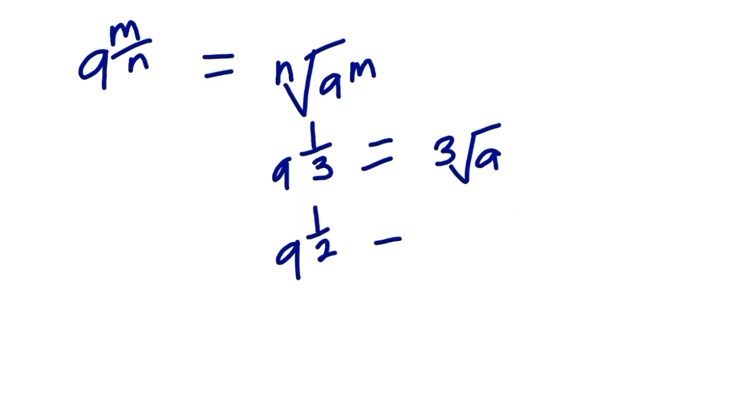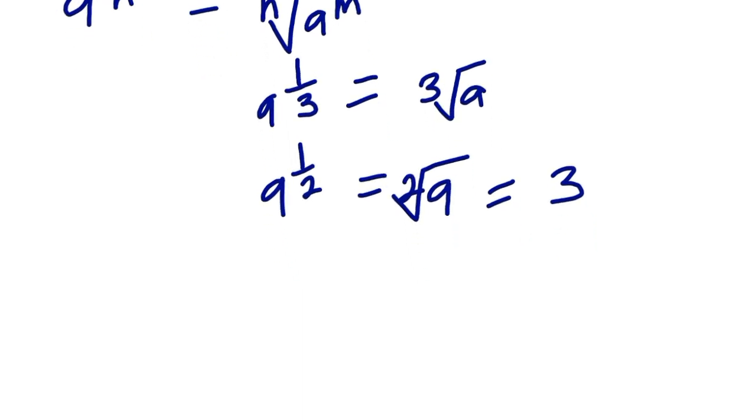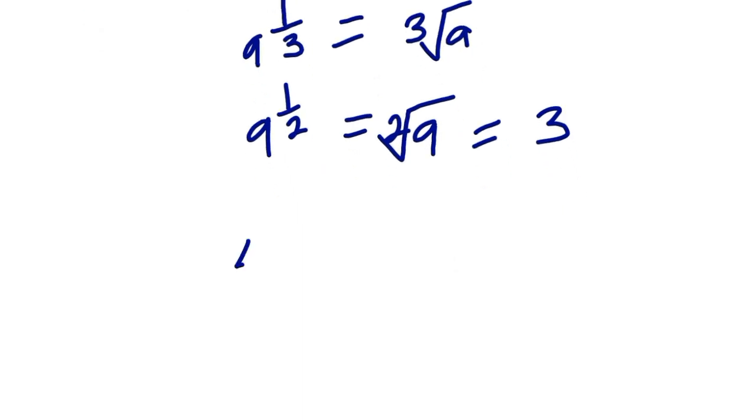Now what will this give us? This will give us the square root of 9, which is equal to 3, because this square root has an invisible 2, which is this 2. Now let's take another example, when you have 4 raised to the power of 5 all over 2.